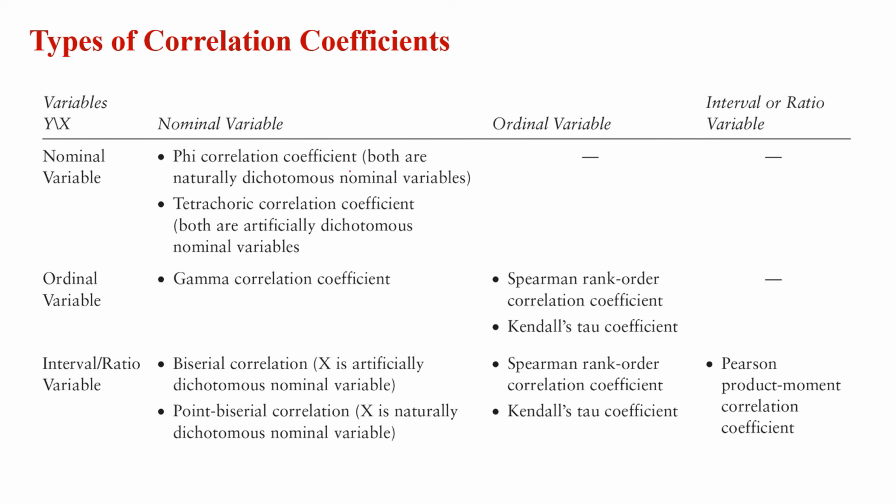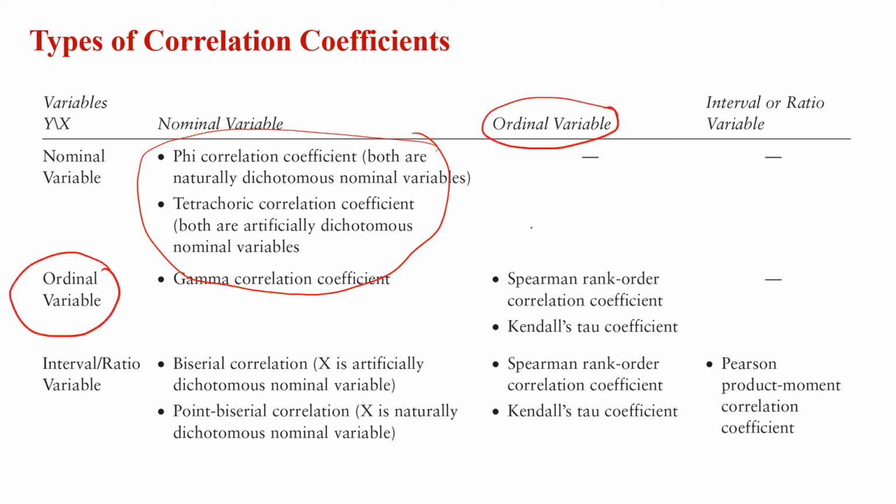Now let me show under what condition what kind of correlation coefficient we can apply. We have discussed that if one of the variables is ordinal and the other one is also ordinal, then we can choose one of them. Either we can apply Spearman rank order correlation coefficient or Kendall's coefficient. You can apply both of them, but I have told you earlier that Kendall's tau coefficient you can apply in such a scenario when you have a small data set or you have tied ranks.